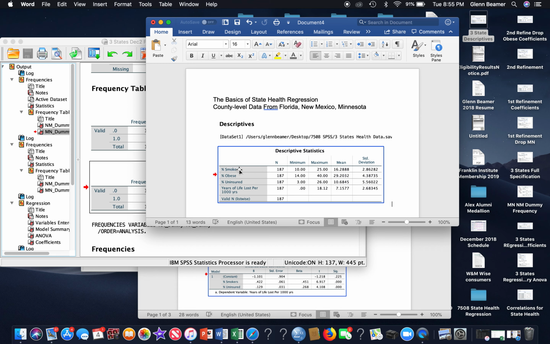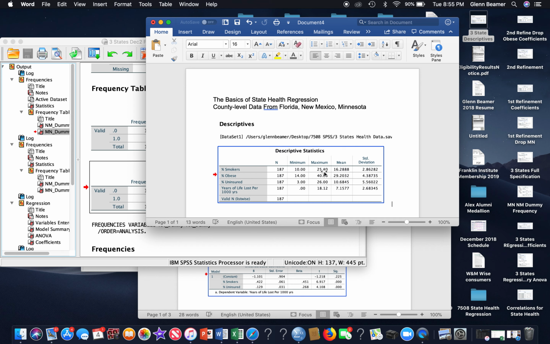I have the percent of smokers in each county for 187 counties. There's 67 counties from Florida, 33 counties from New Mexico and 87 counties from Minnesota. Then I have percent obesity and the percent uninsured and the years of life lost per 1,000 years of life. And this is to make my coefficients a little bit more readable. There's 187 valid observations. Everything appears to be within reason.